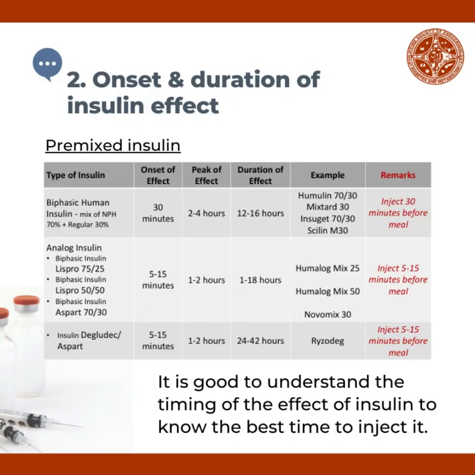Insulin Degludec and Aspart or Ryzodeg is a mixture of a long-acting and a rapid-acting insulin. Similar to other biphasic insulins, the onset of effect is at 5 to 15 minutes and the peak effect is at 1 to 2 hours. Because of the Degludec component, its duration of effect is at 24 to 42 hours. However, because of the Aspart component, this is injected 5 to 15 minutes before meals.